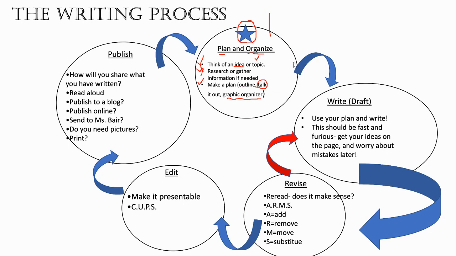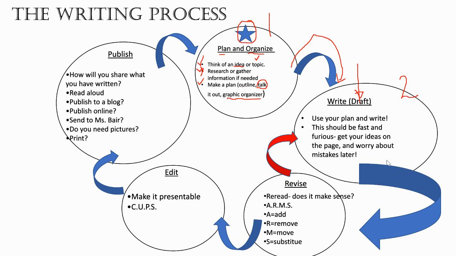Once you have a plan, you're going to move on to the next stage, which is that you're going to write. This is step number 2. Sometimes you might hear someone call it drafting. So they might say, I want you to make a rough draft. That just means you're going to write your first thoughts down. Use your plan as a guide, and then write as fast and furiously as you can. Your main goal here is to get the ideas on the page and to worry about mistakes later, because we still have a lot of the process to go. This is really just about getting your ideas out.